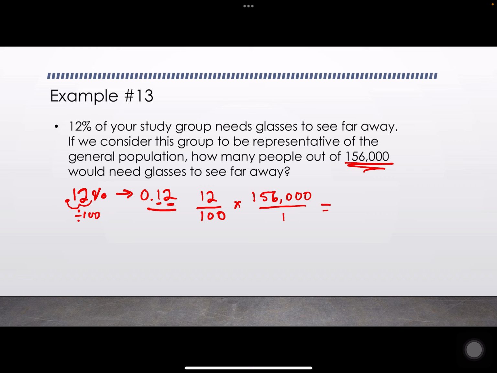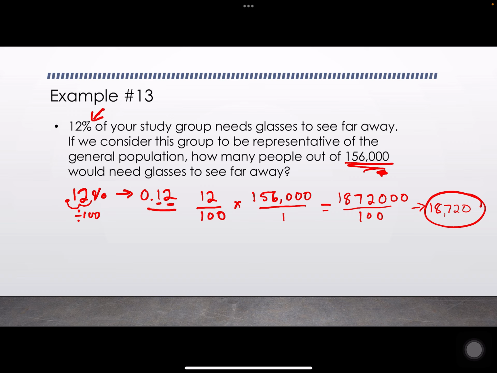We get a really big number here, 1,872,000 over 100, which is just another division problem that becomes 18,720. So in a population of 156,000, we would expect 18,720 people to need glasses if 12% of the population needed glasses.